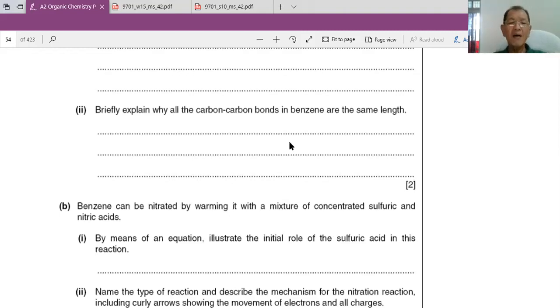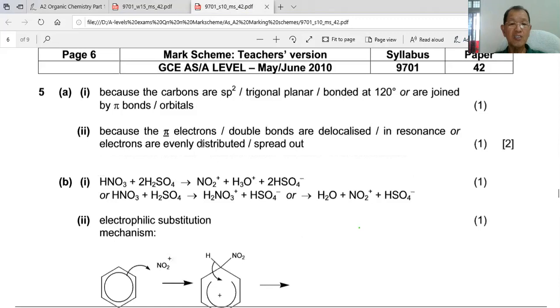Later you learn. Now why? Of course you should know. Because the pi electrons in the double bonds are delocalized now. You must say the pi electrons or the double bonds are delocalized. Or I can say in resonance, that means they go up and down. Or electrons are evenly distributed or spread out. So there are a few variants for you to say. The best, of course, is the pi electrons in double bonds are delocalized. That's all they want. 1 mark is very specific in the answer.